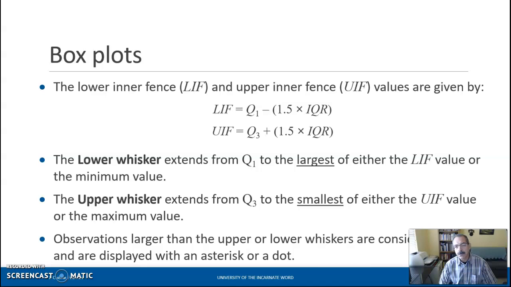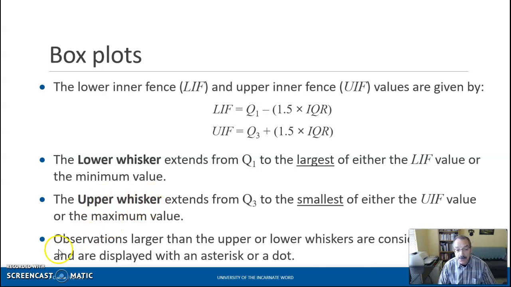The lower inner fence value and the upper inner fence value are given by these equations. So the LIF, or the lower inner fence, is just the first quartile minus 1.5 times the interquartile range. Whereas the upper inner fence, or the UIF, is just the third quartile plus 1.5 times the interquartile range. So the lower whisker will extend from Q1 to the largest of either the lower inner fence value or the minimum value. Whereas the upper whisker will extend from the third quartile to the smallest of either the upper inner fence value or the maximum value.